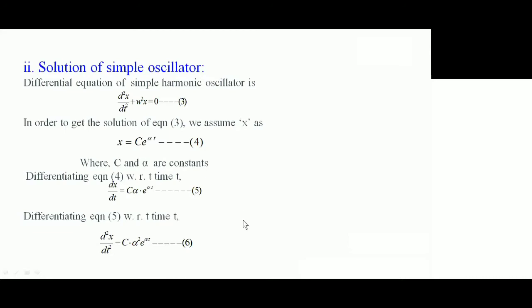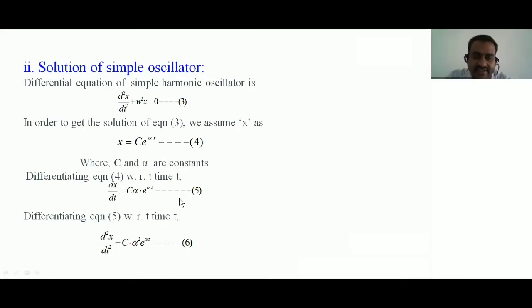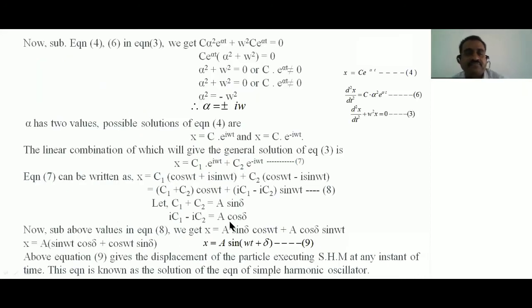Okay. So differentiating equation 5 with respect to t, d by dt of this equation 5, we can write d square x by dt square. This is c alpha as it is. D by dt of e to the power alpha t is alpha e to the power alpha t. Alpha into alpha, alpha square, remaining e to the power alpha t as it is. This is equation number 6.